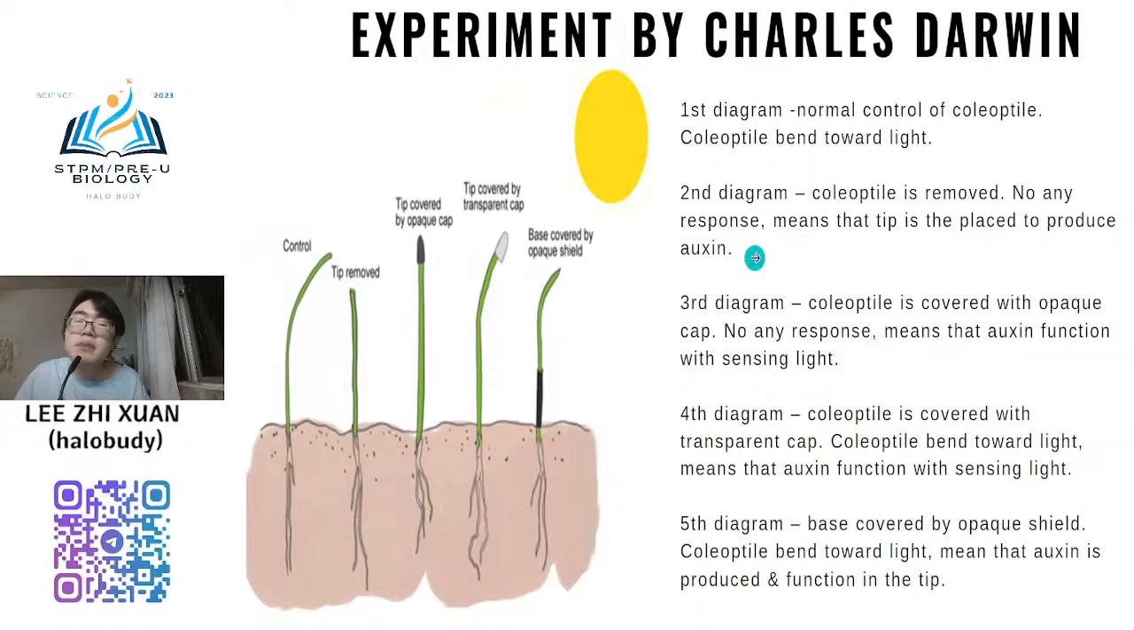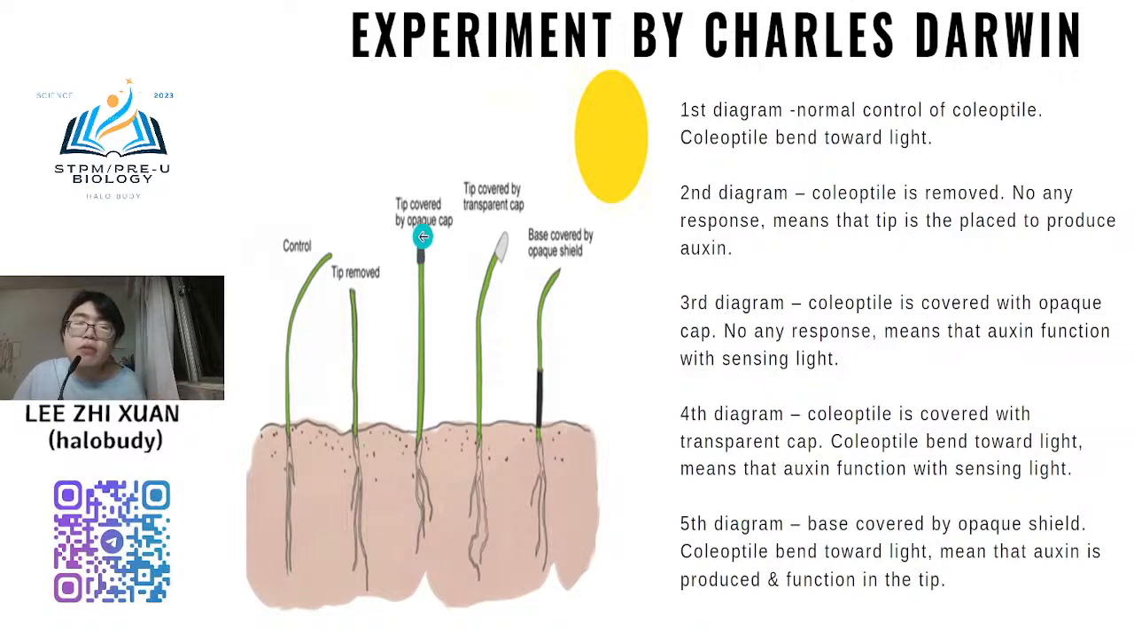So this means that auxin is highly concentrated in the tips of the coleoptile, or in the tips of the shoot. If you cut down the tips of the shoot, then no auxin is produced, so the plant cannot grow anymore. And then you see this diagram.